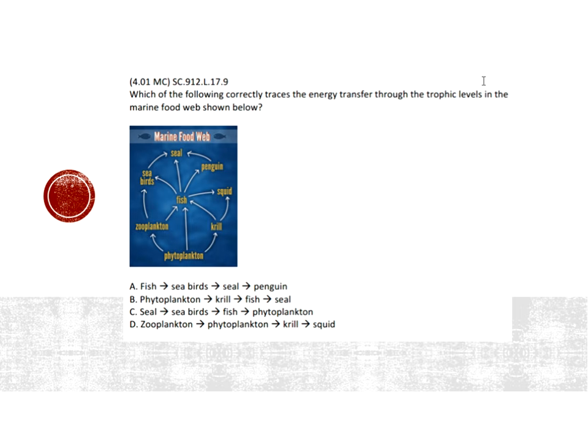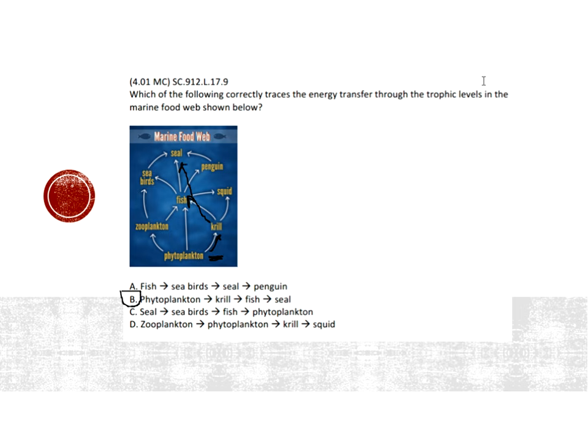All right, it looks like we've got one of you saying B, and B is the correct answer. Because remember, we have to start at the producer level, so that would be our phytoplankton, and we follow the arrows up. So phytoplankton can go to the krill, which is our primary consumer, and then it would go to the fish, which is the secondary consumer, and then the seal would be the tertiary consumer in this particular chain.